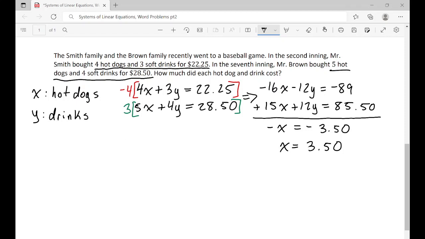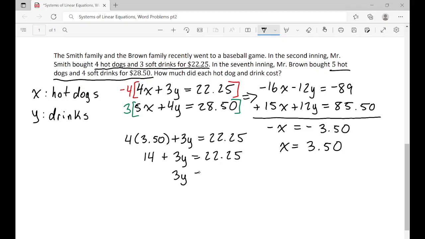So 4 times 3.50 plus 3y equals 22.25. 4 times 3.50 is going to be 14, plus 3y equals 22.25. Subtract the 14 over. 3y is going to equal 8.25. And then divide by 3. Y is going to equal 2.75. So I know x, I know y.